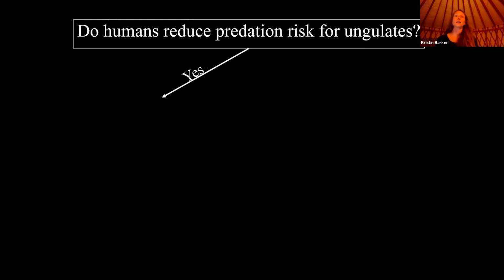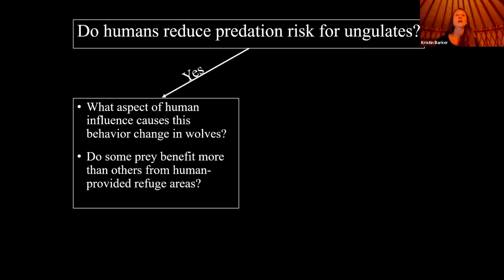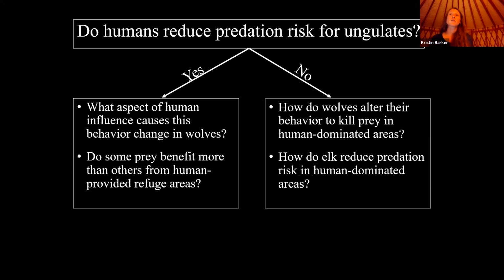So if we find out that predation risk is lower in human areas, then we can build up to ask, what is it about humans that causes this? We can ask whether certain types of animals benefit more than others. So we can start thinking about how relationships in the food web might change if, say, deer or elk or moose are benefiting more from these human-provided refuges. Alternatively, if humans aren't changing the risk of predation for ungulates, then we can drill down deeper into wolf behavior to see how they're altering it to still kill prey around humans.